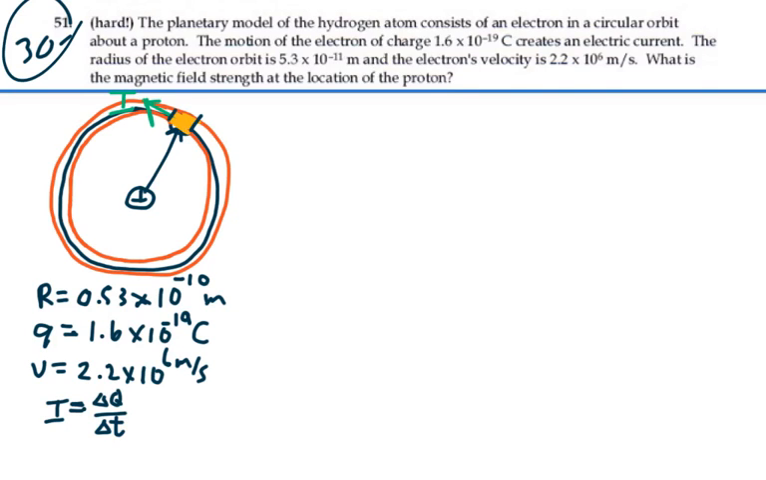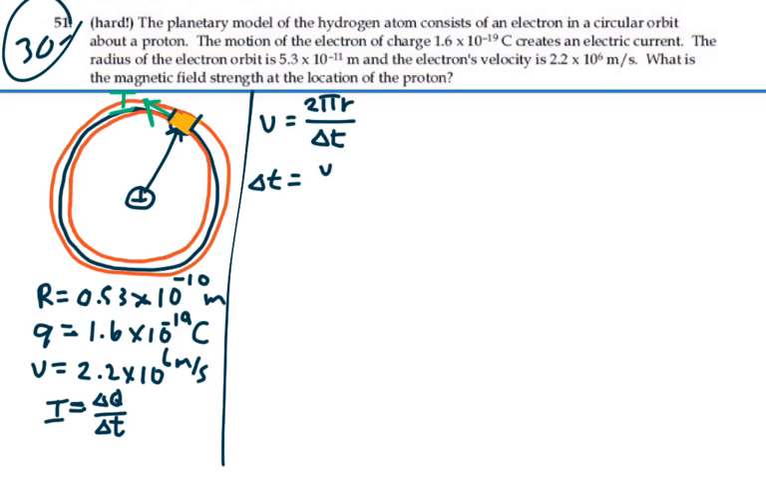And so we need to know how much time it takes for the electron to go around the circumference of this circle. Well, we know the velocity should equal the distance per time, and that's going to be the circumference of the circle per time. So the time will equal the circumference divided by the velocity.